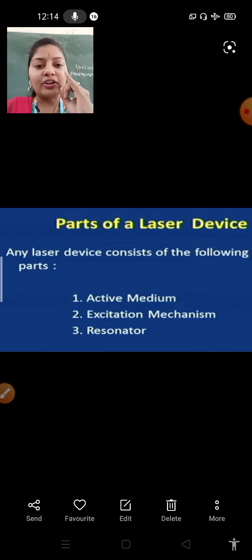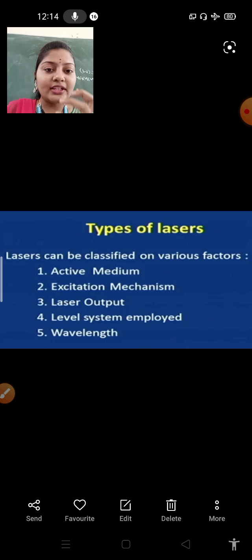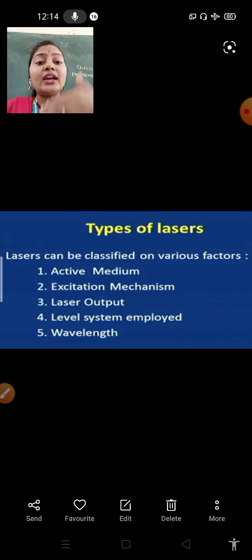Now coming to the types of lasers. What are the different types of lasers we have? Lasers can be classified based on various factors. One is based on the active medium. Lasers can also be classified based on the excitation mechanism, based on the laser output, based on the different energy levels, and based on the wavelength. So these are the different mechanisms by which we can classify the laser types.